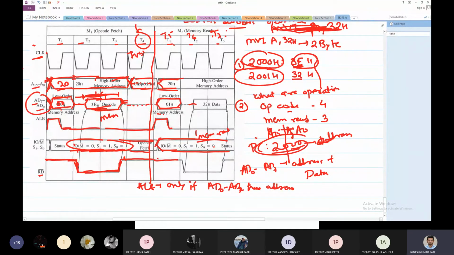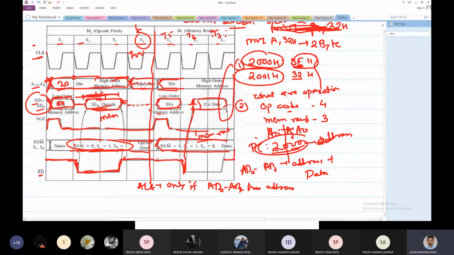Then after some time, when it has given enough time for the address to settle, it will send a read signal by sending RD bar low. As soon as it does this, again the memory will give me data, that is 32, somewhere around the middle of the T2 state, and that data will be available up to T3. And once this completes, during this time my data will be moved to register A, and the cycle will end over here. So this is how you draw a timing diagram.